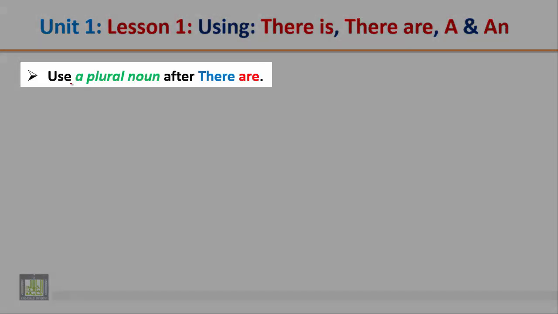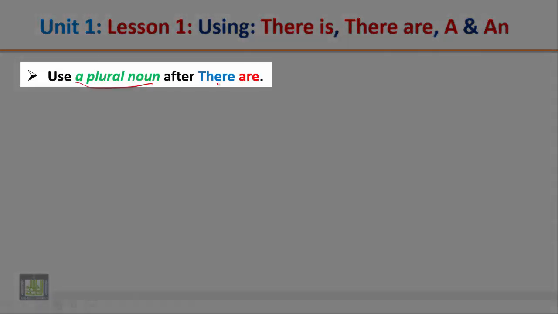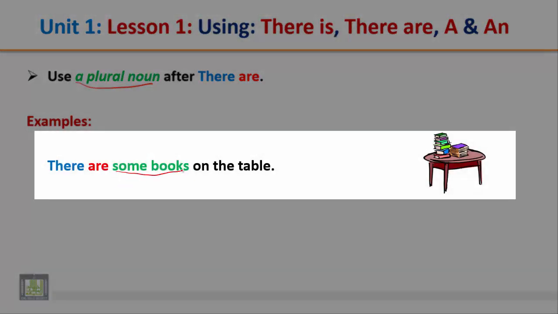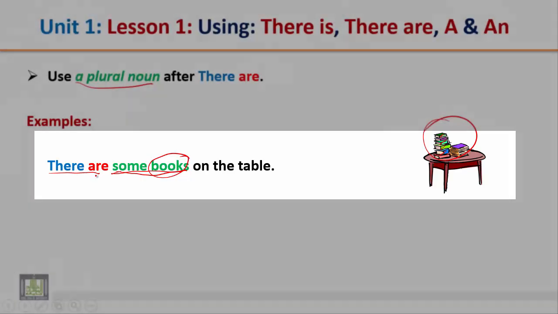Use a plural noun after there are. Example: there are some books on the table. Notice here that after there are, we use a plural noun. Some books, not one, but many. One, two, three, four, some books. So the word books is a plural noun.